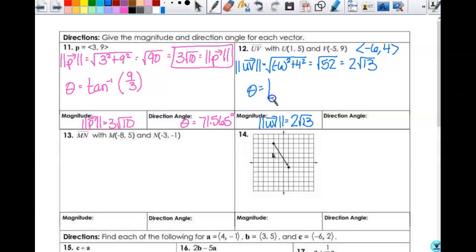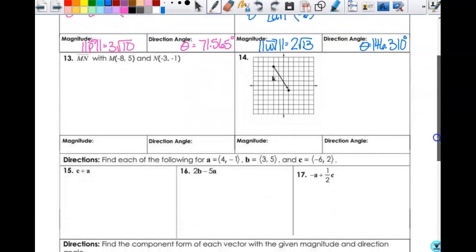My angle, theta, that's the tangent inverse of B over A, so that's 4 over -6. Not an angle I would know, so I use my calculator, and I get that theta is 146.310. Everything is always to 3 decimal places unless you are told otherwise.